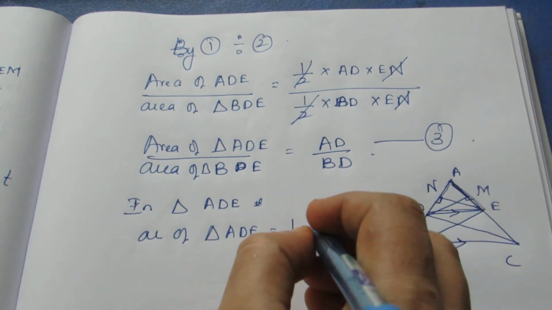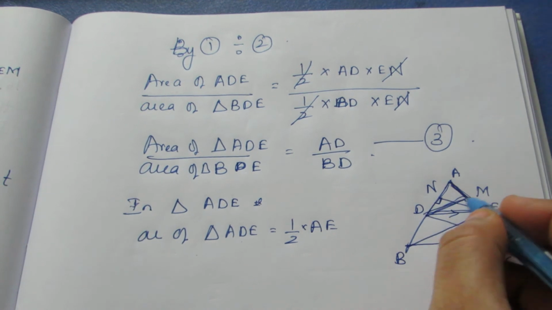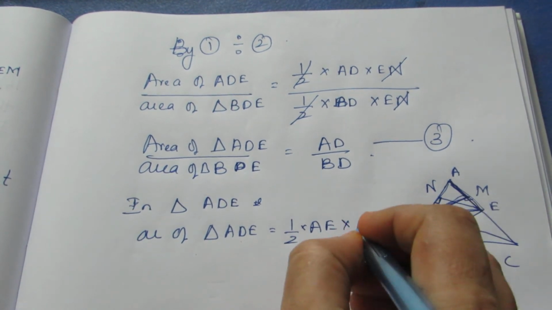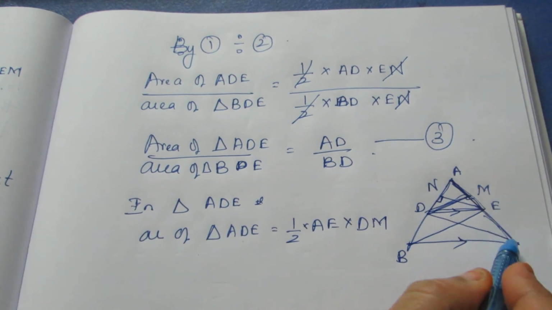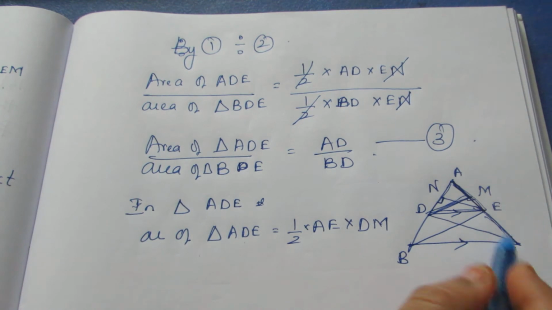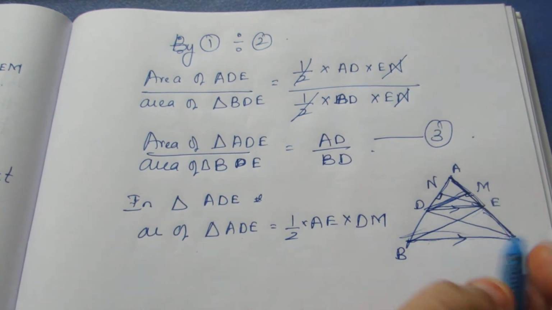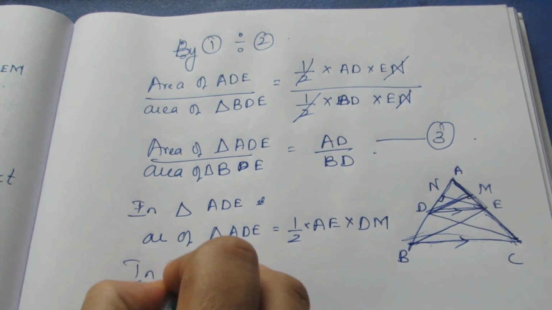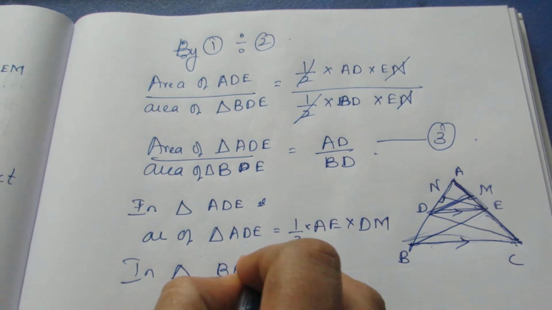If I take this to be my base AE, my height will be the 90 degree on it. So this will be my 90 degree height, so it is DM. Same way, as I want the base CE in the proof, I am taking this triangle, triangle BEC.